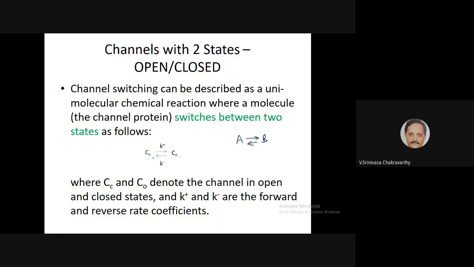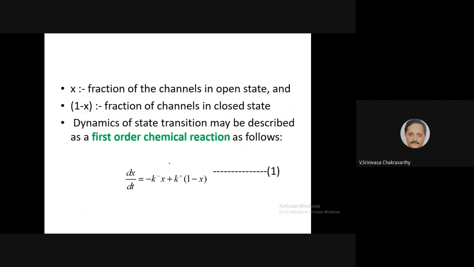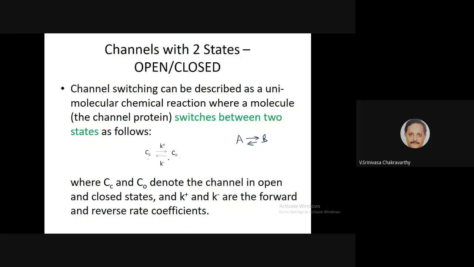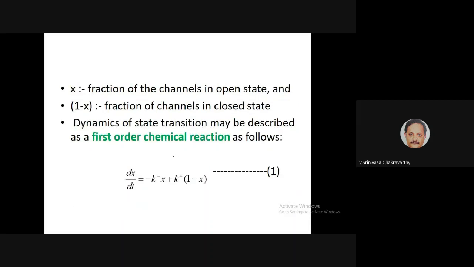Now the forward reaction from closed channel to open channel is governed by a rate constant k plus, and the reverse reaction from open to closed is governed by another rate constant k minus. Given this, we can describe the open close dynamics as a first order equation like this. Now consider x as the fraction of the channels in open state, and therefore, since there are only two states, 1 minus x is the fraction of channels in the closed state.